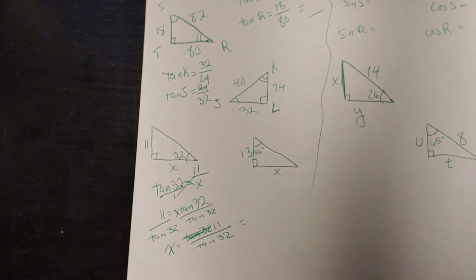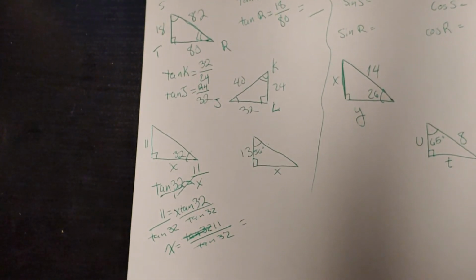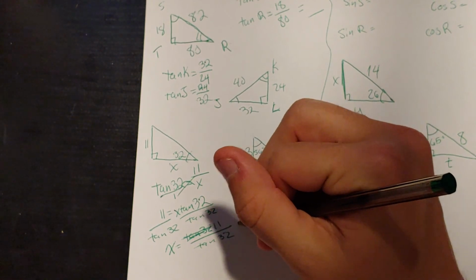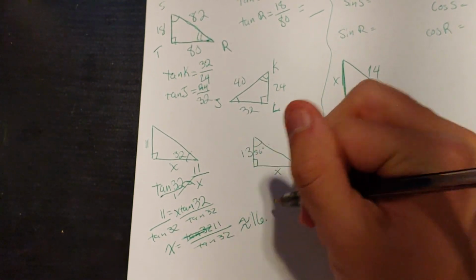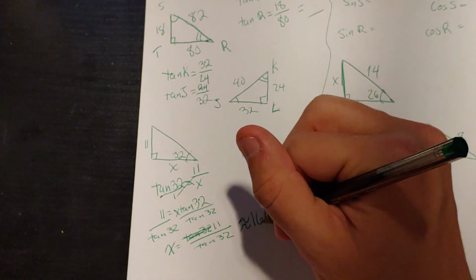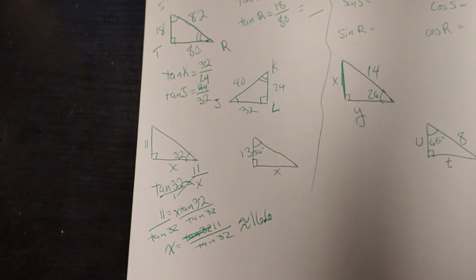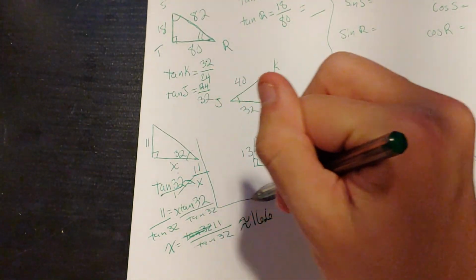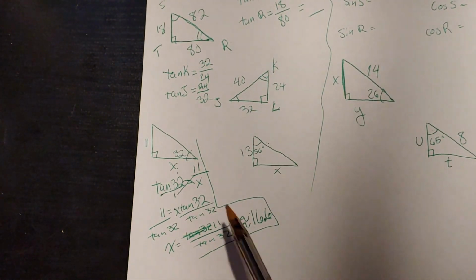And if I plug that into my calculator, it gives me approximately, I'm going to round it to the nearest tenth, sorry. And I get 16.6. So that's how long x is. That's if the missing side is adjacent.